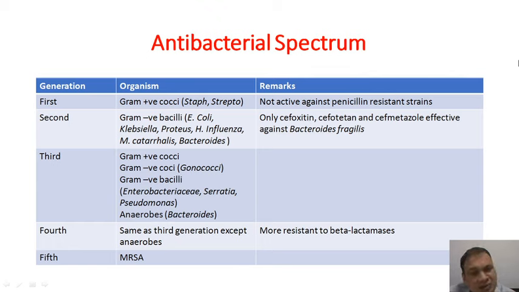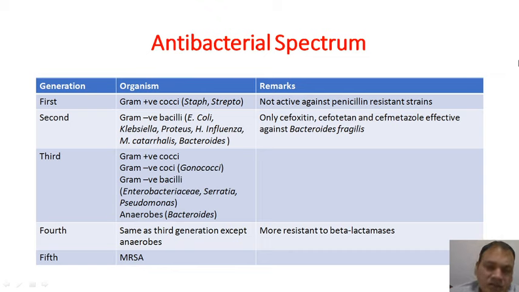So in clinical practice, when you suspect that a particular infection you are treating may contain an anaerobic infection, you have to use an antibiotic against the anaerobic organism whenever you are using the fourth generation. The fourth generation, like your cefepime and cefpirome, doesn't have any activity against the anaerobes. Okay, they are more resistant to beta-lactamases.